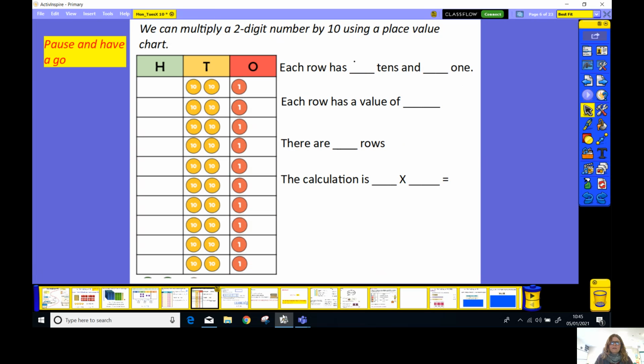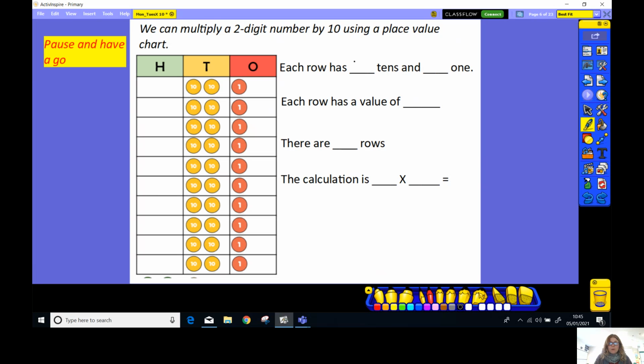I want you to have a go at this one now. In your books, you're going to write out each one of these stem sentences, and you're going to fill in the values where you see these blanks. So first of all, you're going to need to work out the value of each row. How many 10s are there? How many 1s are there? And what is the value of that row altogether? And how many rows are there altogether? You'll need to count them. And then you need to write yourself a calculation: something times something equals something. Pause the video and have a go at that now.